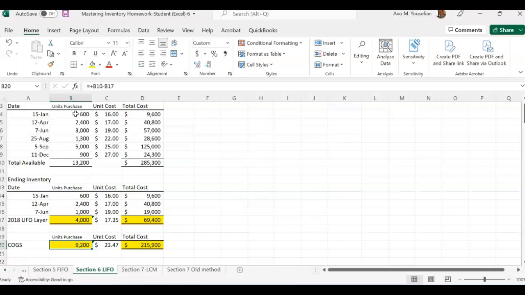So beginning is 0. Added is 13,200, so 0 plus 13,200 is 13,200 minus end gives you cost of goods sold. How many units did you sell? 9,200. What was the cost? Available minus end gives you cost of goods sold, and that's the formula right there.